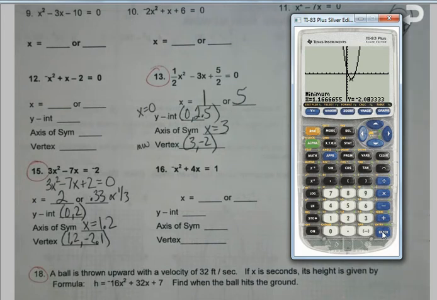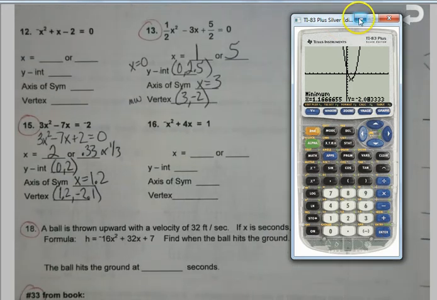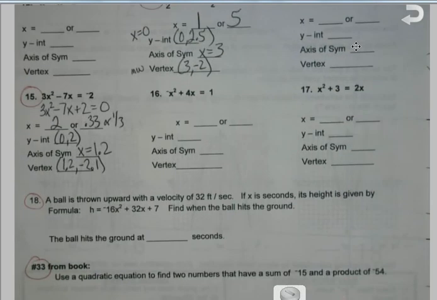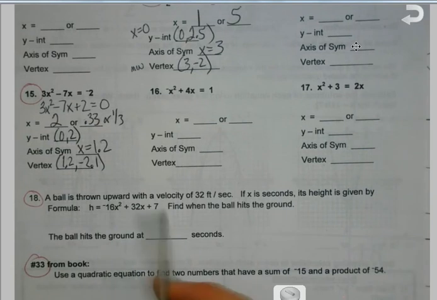The only other thing that's any different for you to do as far as the homework's going to go are those last 2 problems at the bottom. And again, this is just going to be some substitution stuff. So let me move the calculator for a minute here. A ball is thrown upward with a velocity of 32 feet per second. If x is seconds, its height is given by this formula. Find when the ball hits the ground.